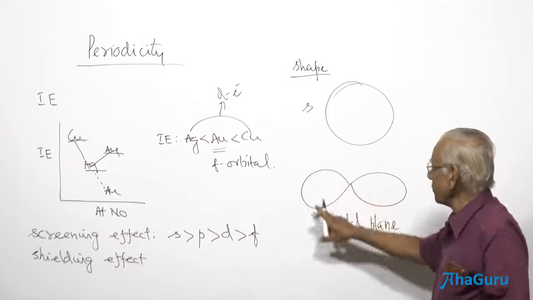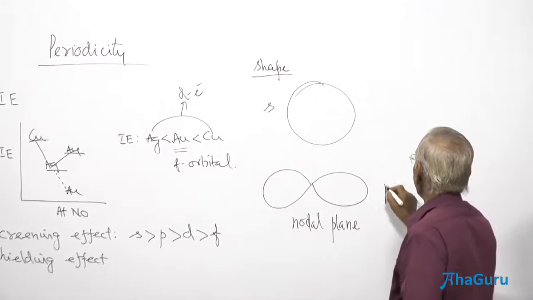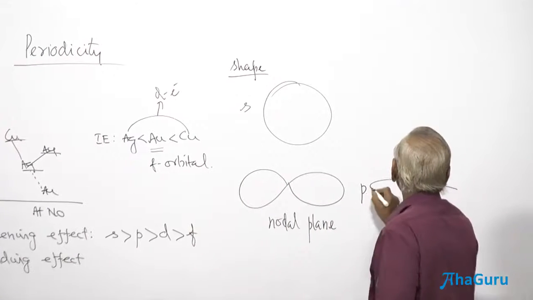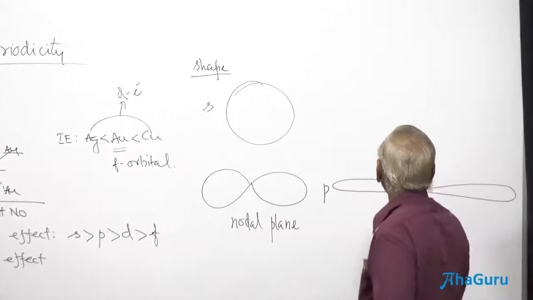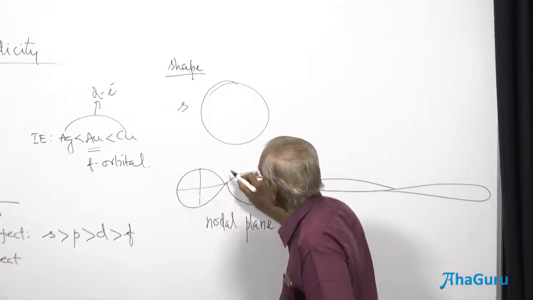Now, this is going to be the p orbital. And what is going to be the d orbital? This is p here. D orbital, this is going to be this. I told you about the minor axis. This is the minor axis, this is the major axis. This is spherical.